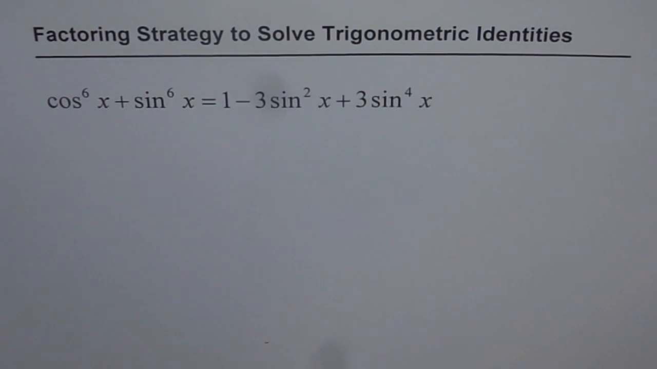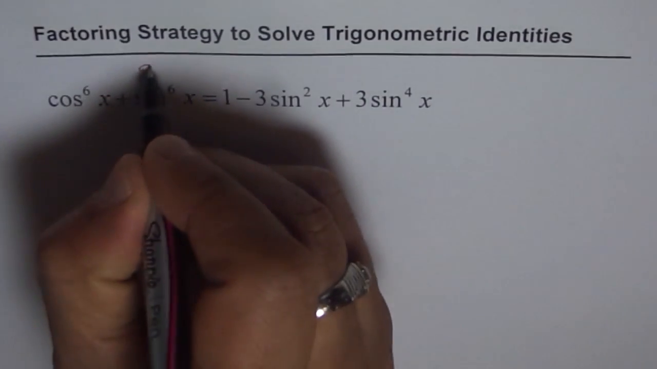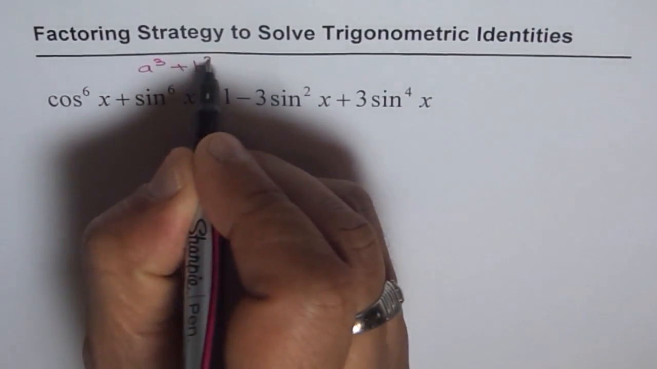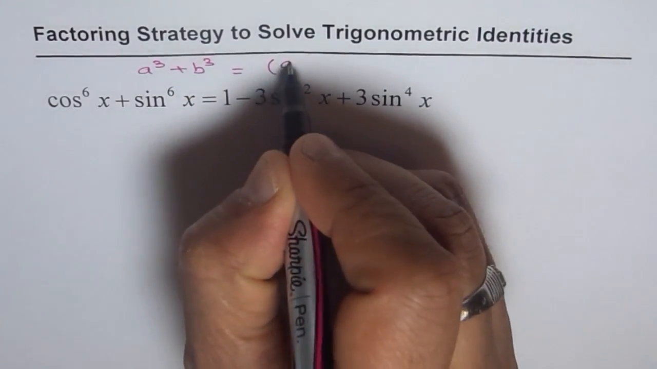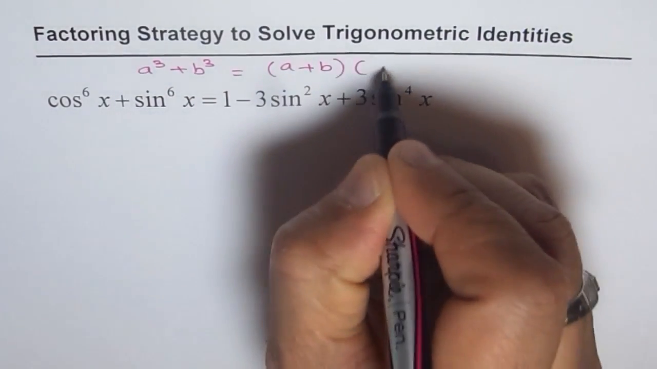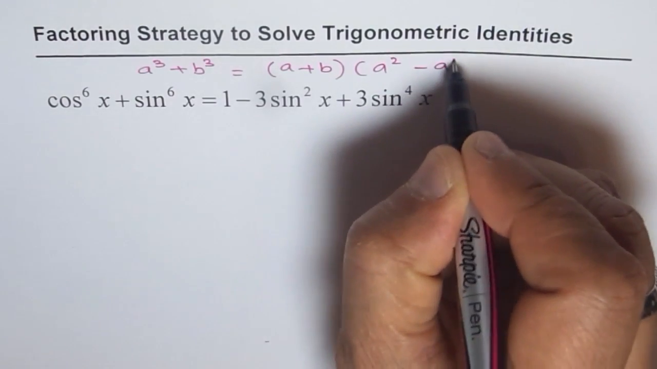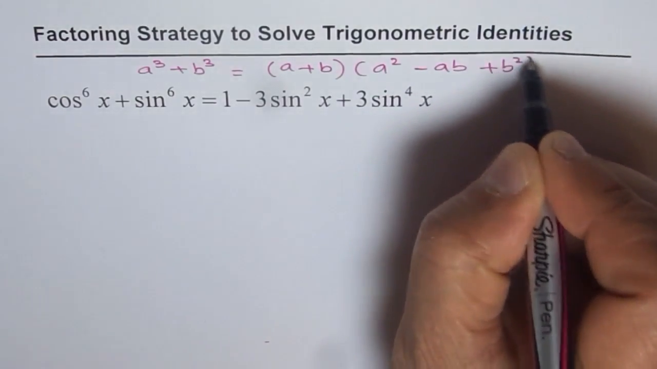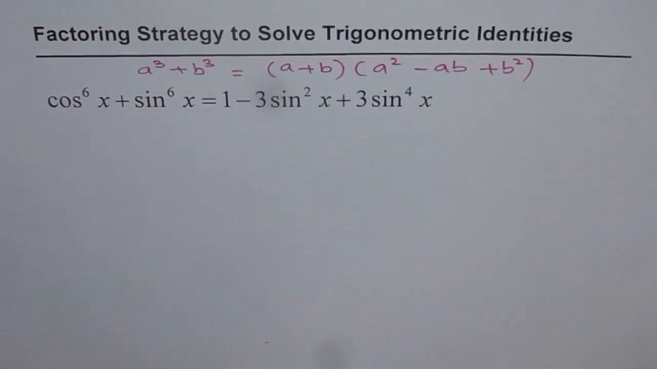Factoring strategy to solve trigonometric identities, and this time we will take cubes to factor. Here we have an example where we are going to use the sum of cubes formula to factor. I hope you remember what a cube plus b cube is equal to. We can write this as a plus b times a square minus ab plus b square. So we are going to use this formula to factor and then prove the identity.